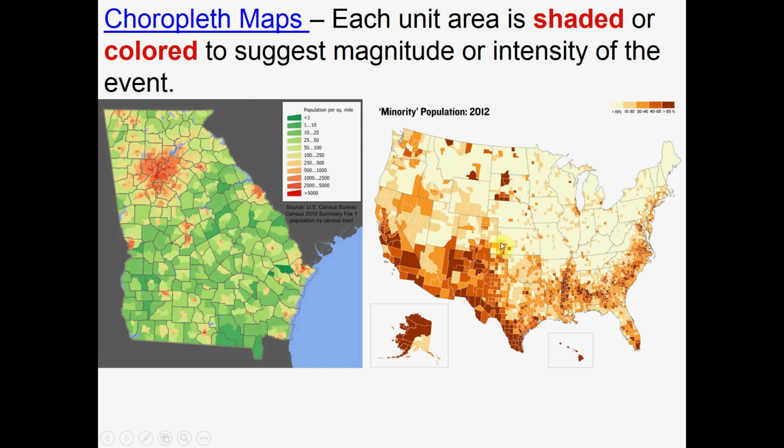You can also look at the density of minority populations from 2012 in the United States with this map to the right. The darker this map, you see there's a higher concentration or a higher instance of this phenomenon.